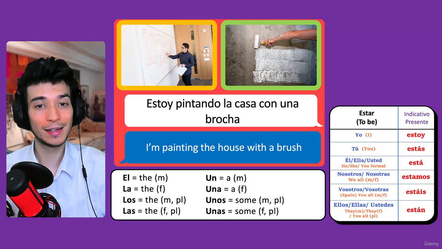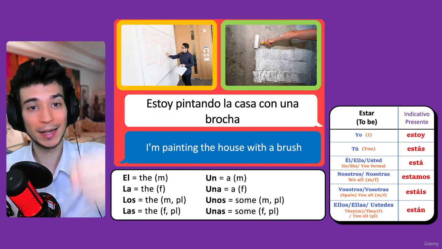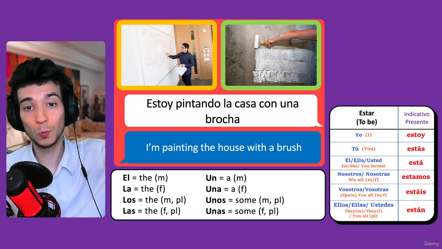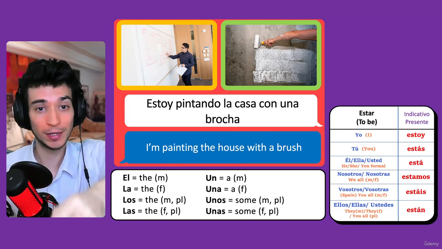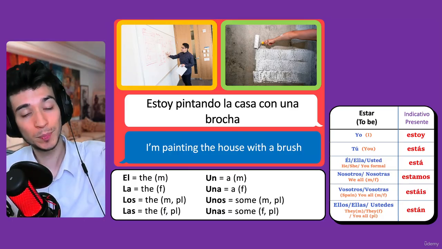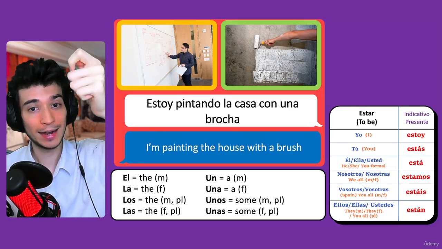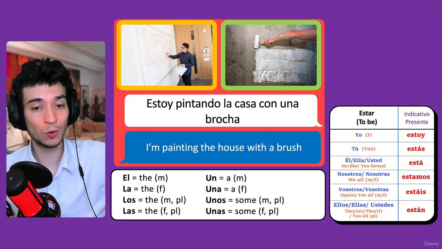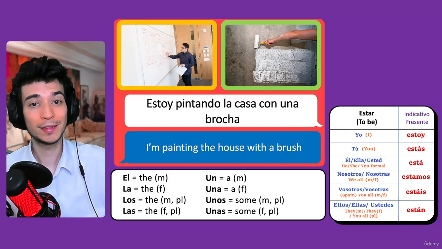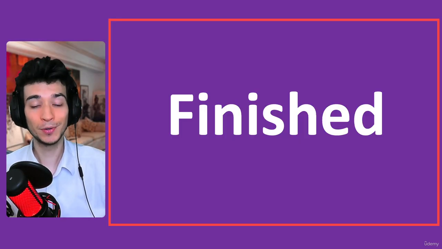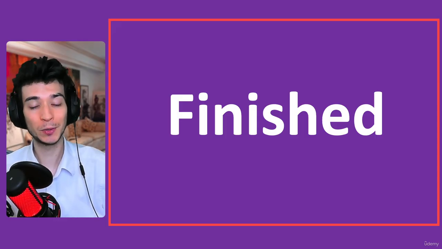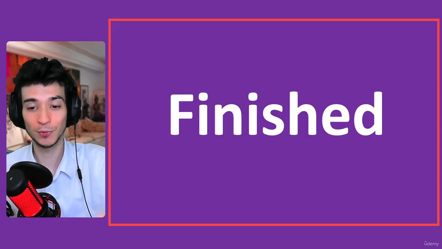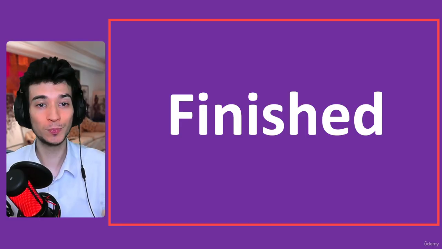And one more. Estoy pintando la casa con una brocha. I'm painting the house with a brush. Estoy pintando, I'm painting, la casa, the house, con una brocha, with a brush. So that's it for this one, and you can play around with the Quizlet so you can memorize some of these phrases.